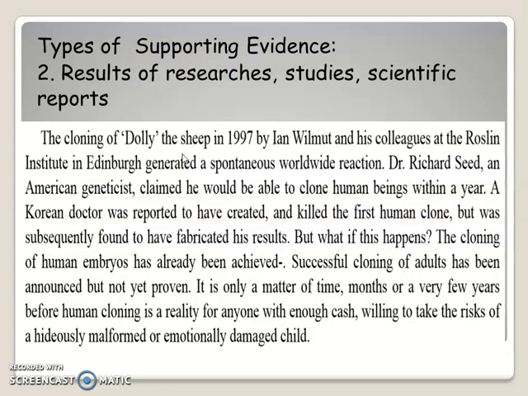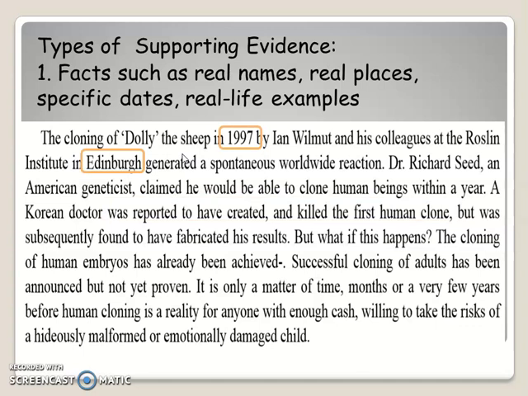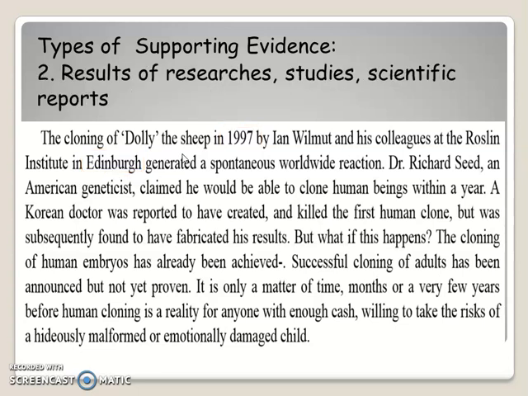So type number 1, let's take a look. Type number 1, facts, with different facts: real names, real places, specific dates, and real life examples. Number 2, results of researchers' studies and scientific reports.